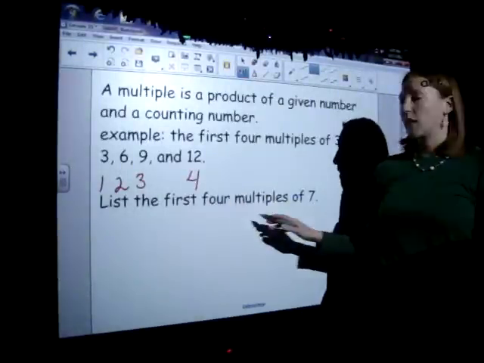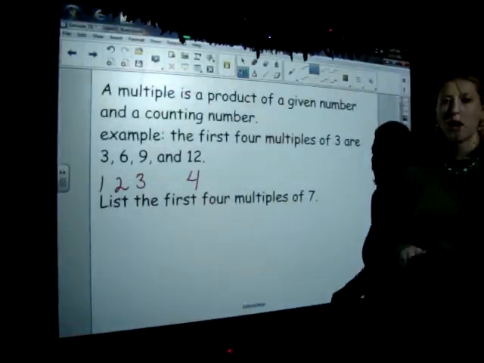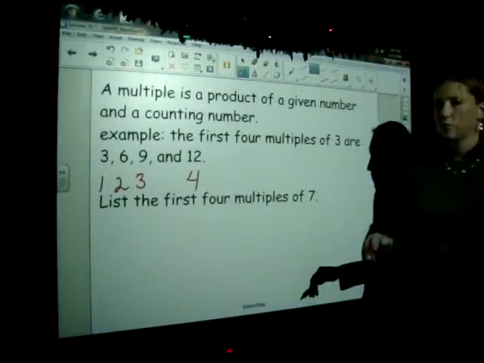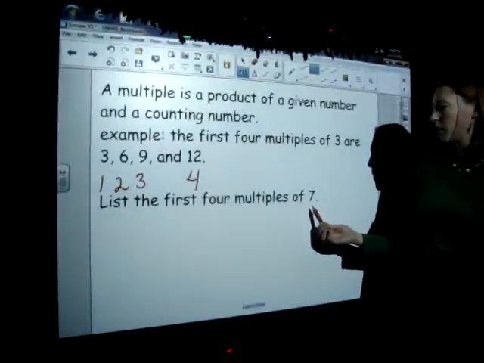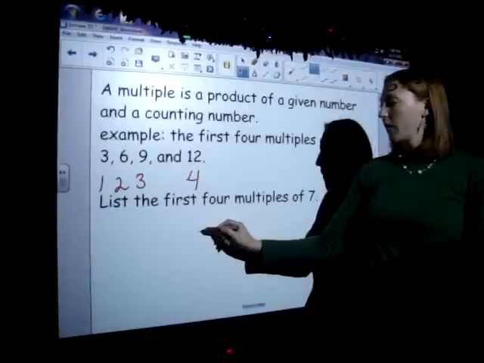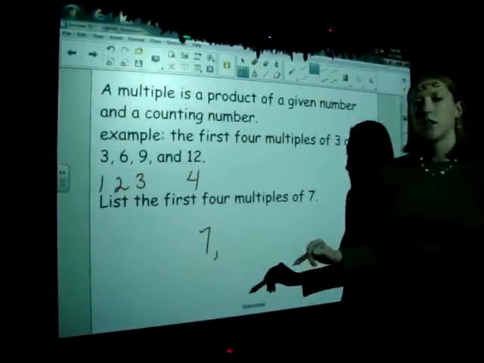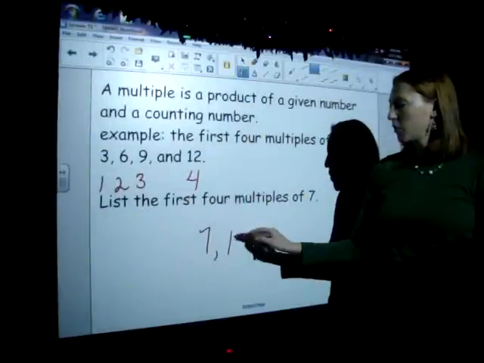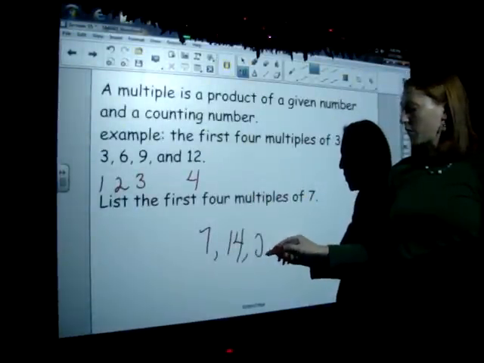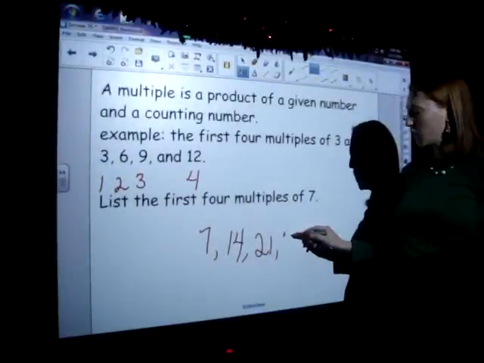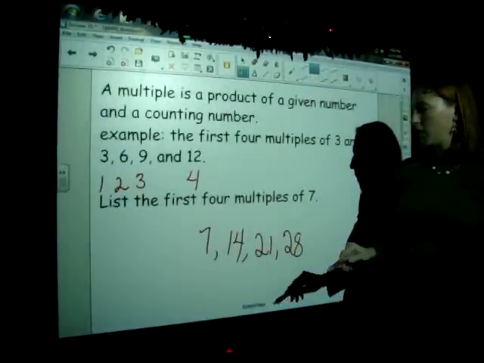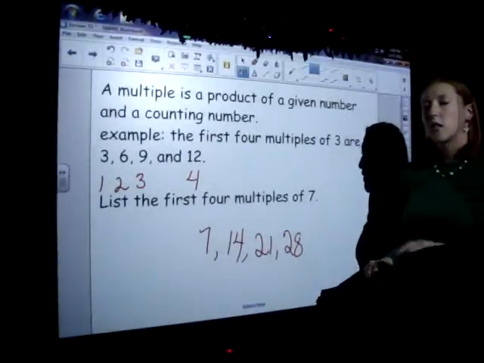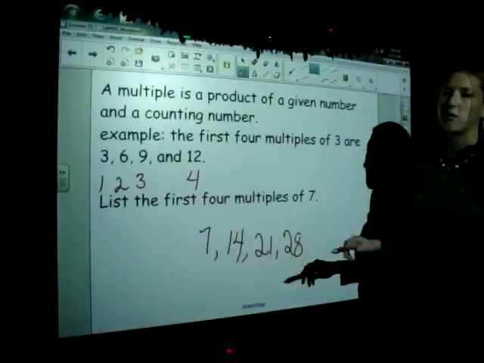So let's try by listing the first four multiples of 7. Go ahead and do that now. You should say, I'm taking the number 7, so 7 times 1 is 7. And then you just keep going because we're just going in counting order. 7 times 2, 7 times 3, 7 times 4. It also is like we're adding 7 each time, but you'll see in a moment it helps if you know your multiplication facts.